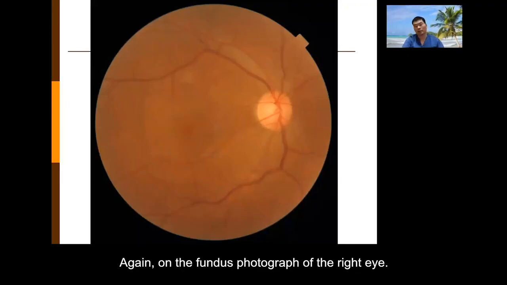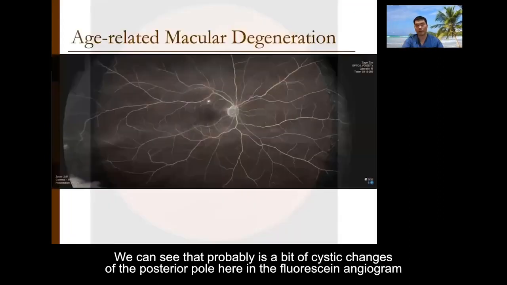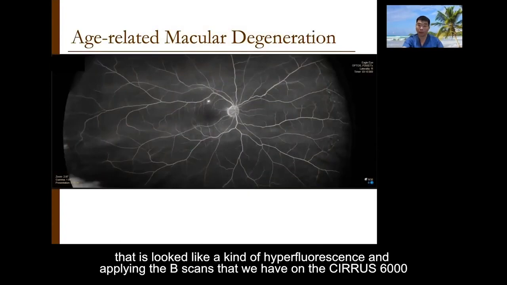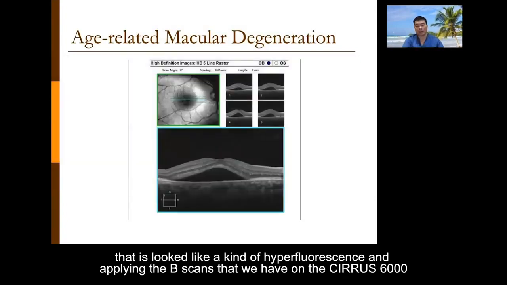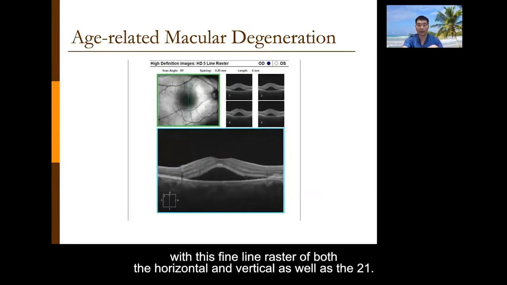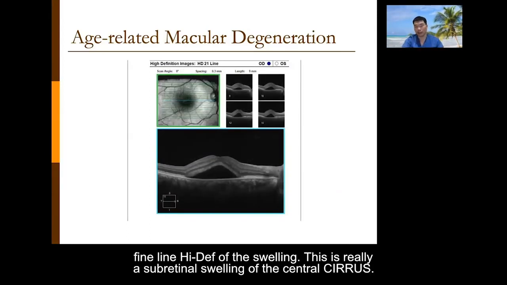Again, on the fundus photograph of the right eye, we can see that there is probably a bit of cystic change of the posterior pole. Here in the fluorescein angiogram, there looks like an ink blot kind of hyperfluorescence. And applying the B scans that we have on the Series 6000, with this fine line raster of both the horizontal and vertical, as well as the 21 fine line high definition cuts, we look through the areas of the swelling.